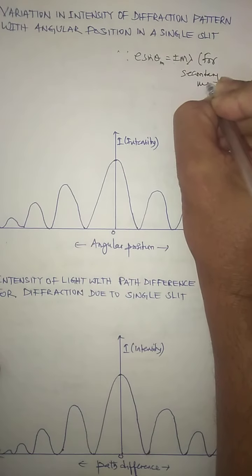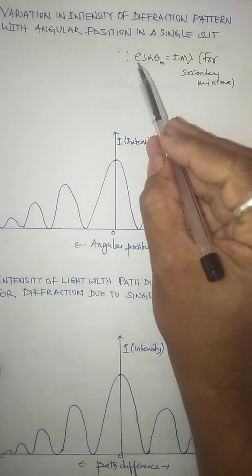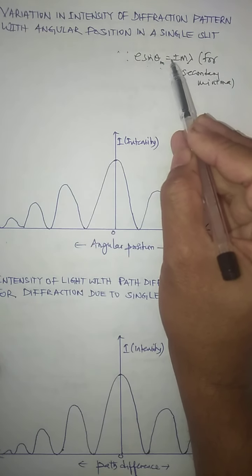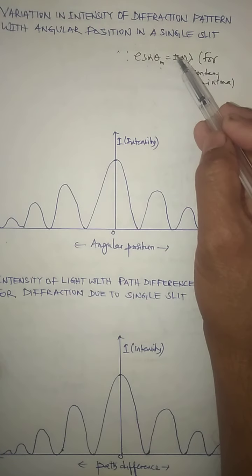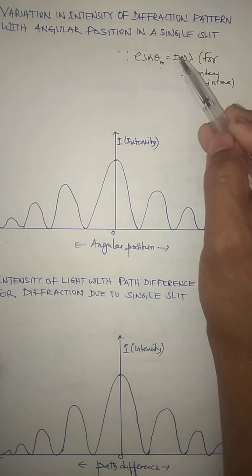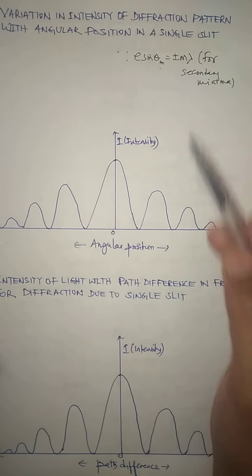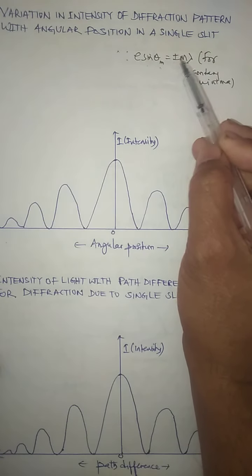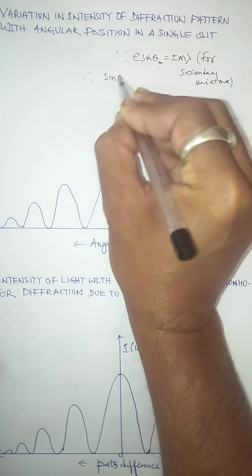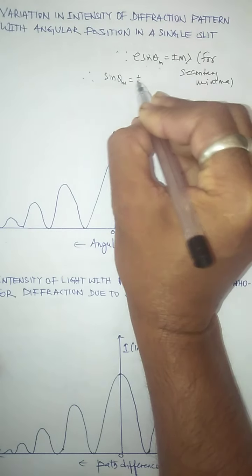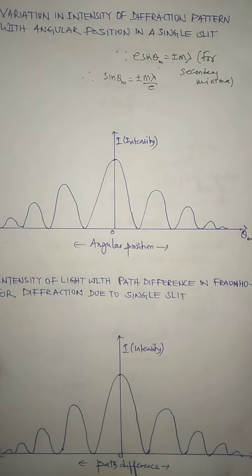To get secondary minima, the path difference, a sin theta m, must equal plus or minus m lambda. And you know why the plus or minus sign? Because secondary minima are formed on both sides of the central maximum. So if a sin theta m equals plus or minus m lambda, I write this expression as sin theta m equals plus or minus m lambda by a, taking a in the denominator.